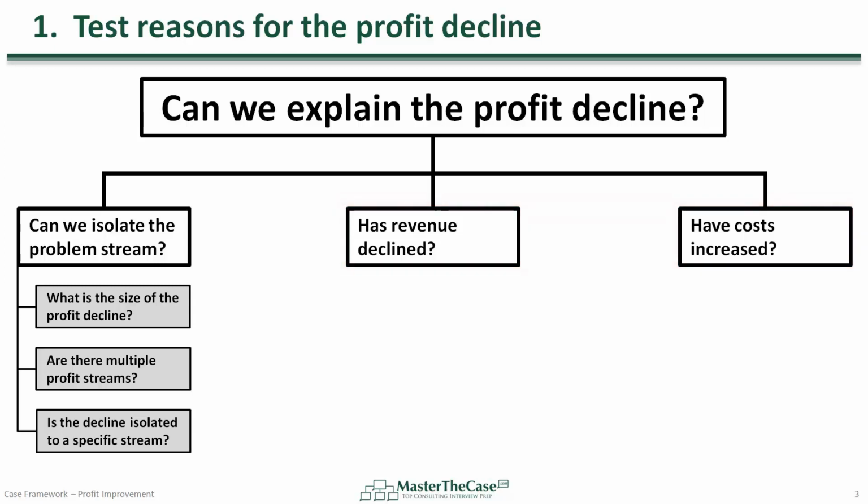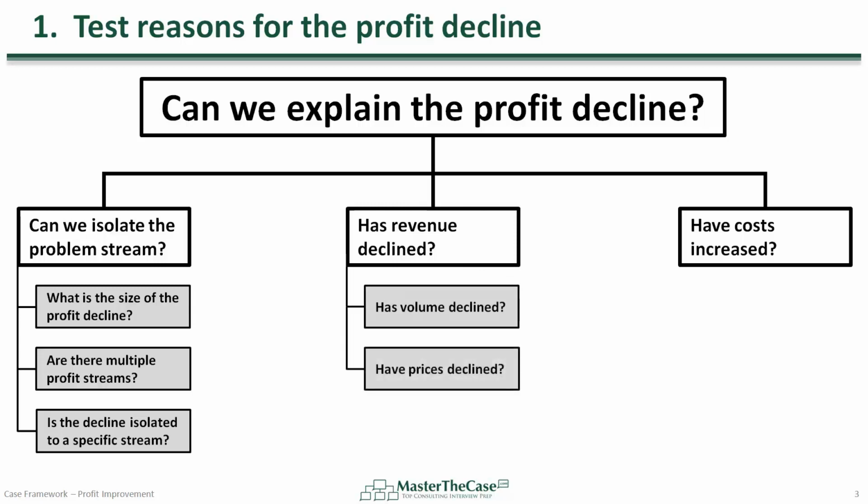If revenue has declined, we'll ask three main questions, each focused on the three core drivers of revenue. 1. Has volume declined? 2. Have prices declined? And 3. Has the revenue mix changed negatively? While identifying volume and price declines is quite straightforward, in order to examine a negative mix change, we must further segment our problem stream into substreams and isolate the one that has driven the negative mix change.